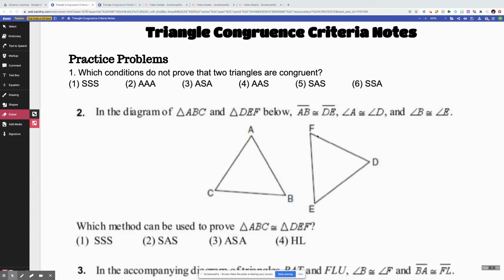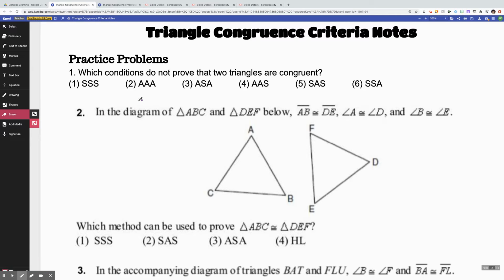Hi everyone, this is your practice problems video for triangle congruence criteria. We're mostly going to do some marking on diagrams here to figure out what our triangle congruence criteria are. So hopefully this video will be pretty short. Okay, so let's take a look here.